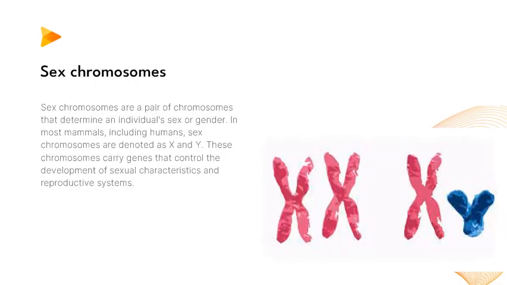Now let's move on into sex chromosomes. Sex chromosomes are a pair of chromosomes that determine an individual's sex or gender. In most mammals, including humans, sex chromosomes are denoted as X and Y. These chromosomes carry genes that control the development of sexual characteristics and reproductive systems.